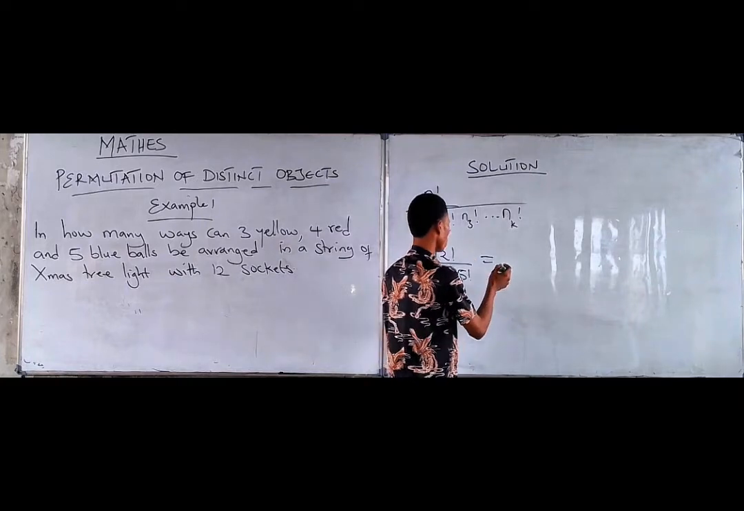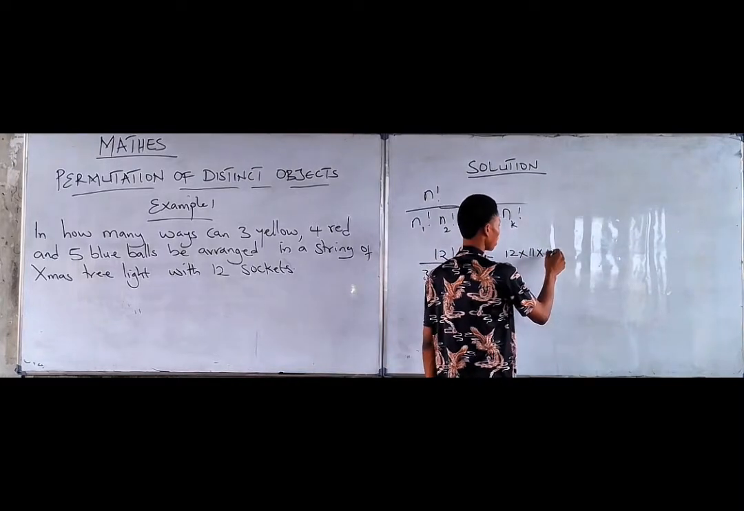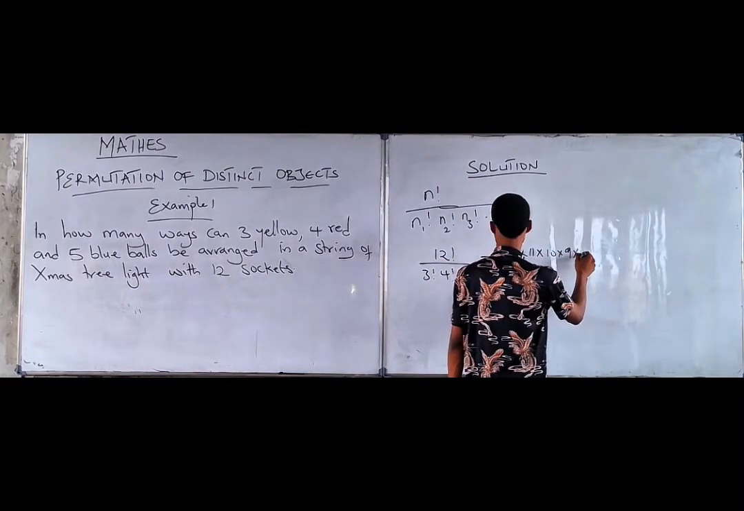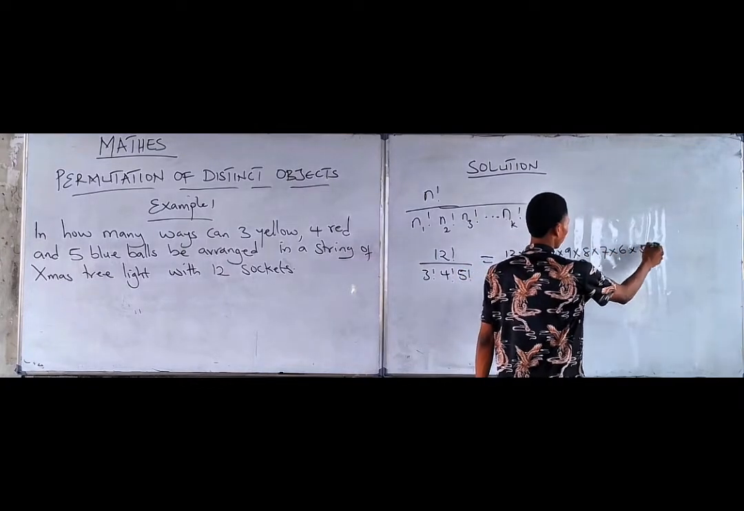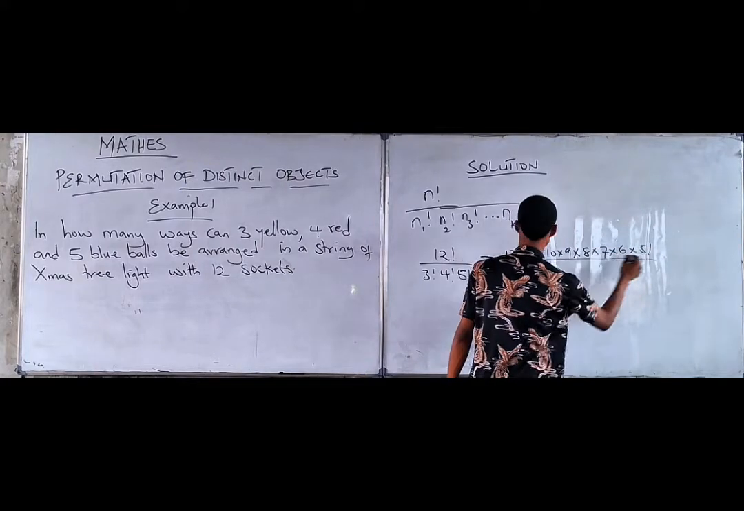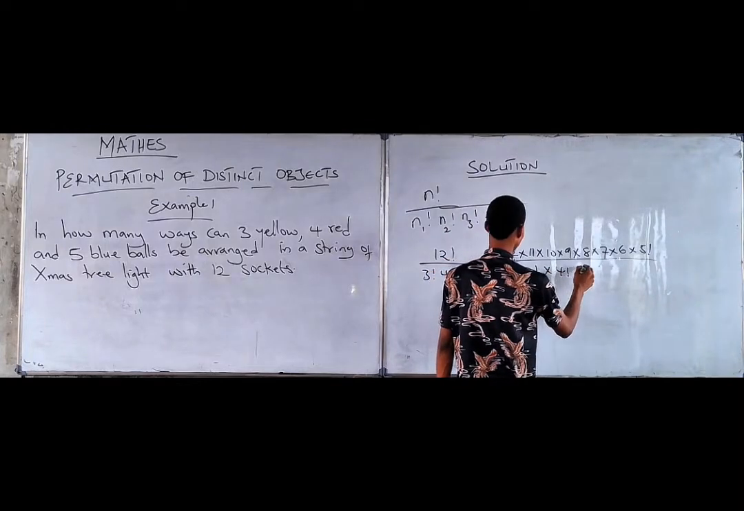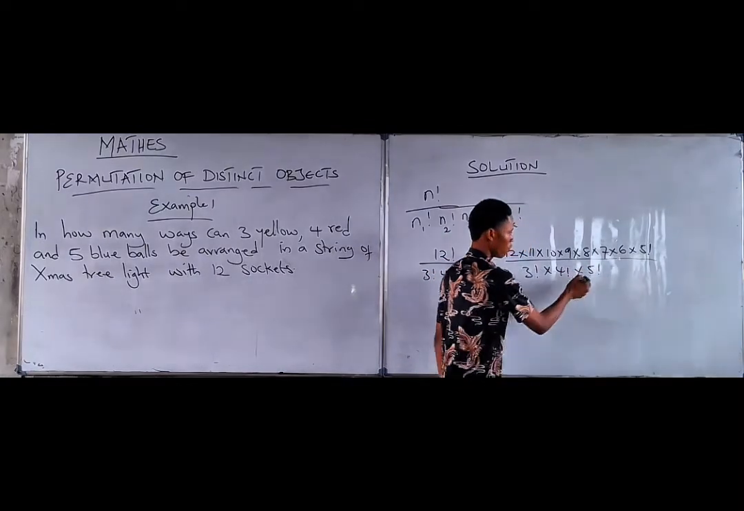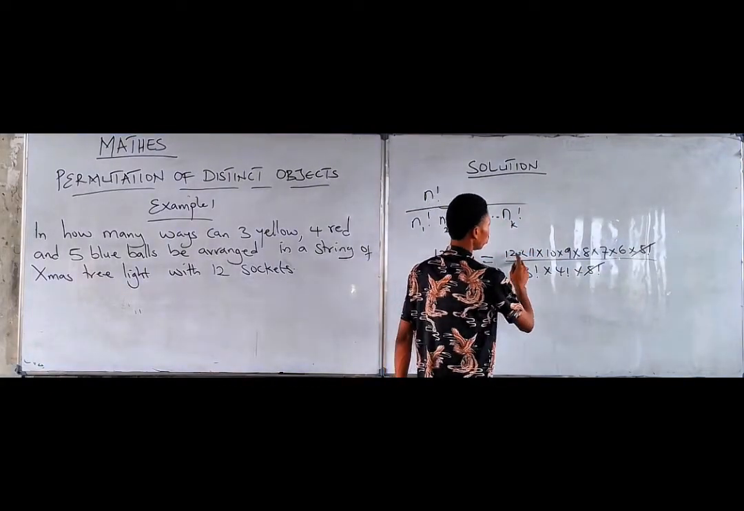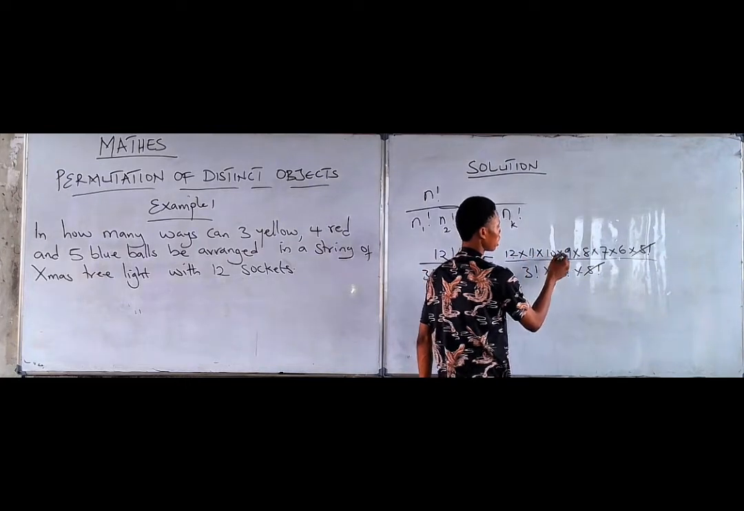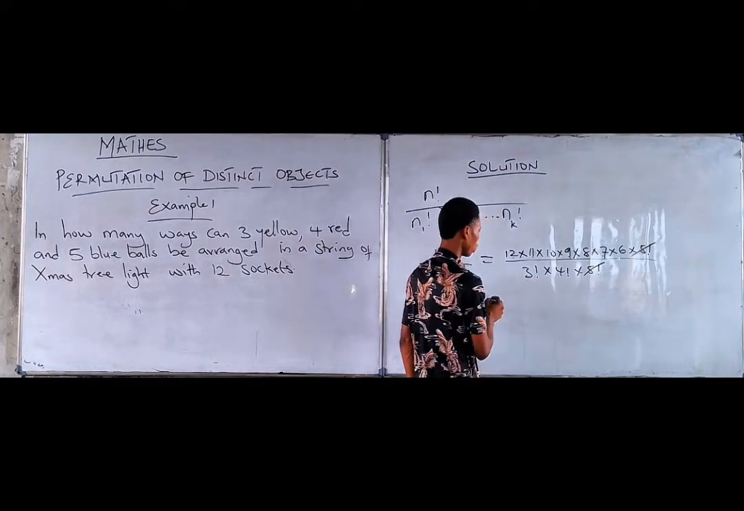12 factorial is the same thing as what? 12 times 11 times 10 times 9 times 8 times 7 times 6 times 5 factorial. Since we have 5 factorial down, let's cancel that one out. 3 factorial times 4 factorial times 5 factorial. 5 can cancel 5, right? So you calculate this out: 12 times 11 times 10 times 9 times 8 times 7 times 6 all over 3 factorial times 4 factorial.